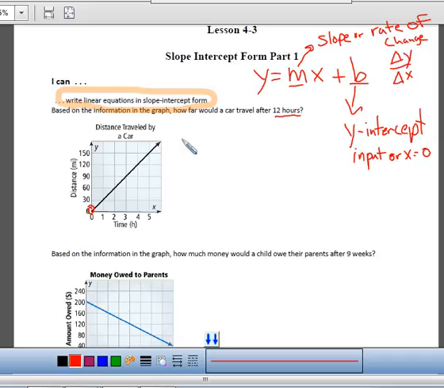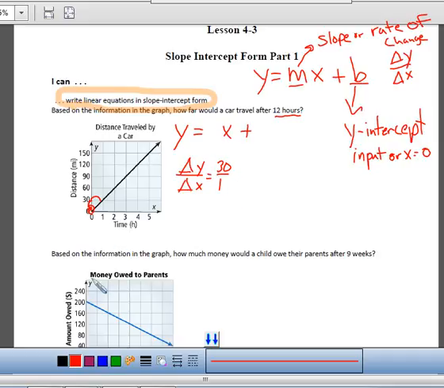Alright, so we need to write an equation that looks like this. Y equals something times x plus or minus something else. Well, this is going to be m, or the slope. To find the slope, we do change in y over change in x. There are a few different strategies for finding this. If you're looking at your graph, it goes up 30, not up 1, but up 30, and over 1. So change in y is 30, change in x is 1.